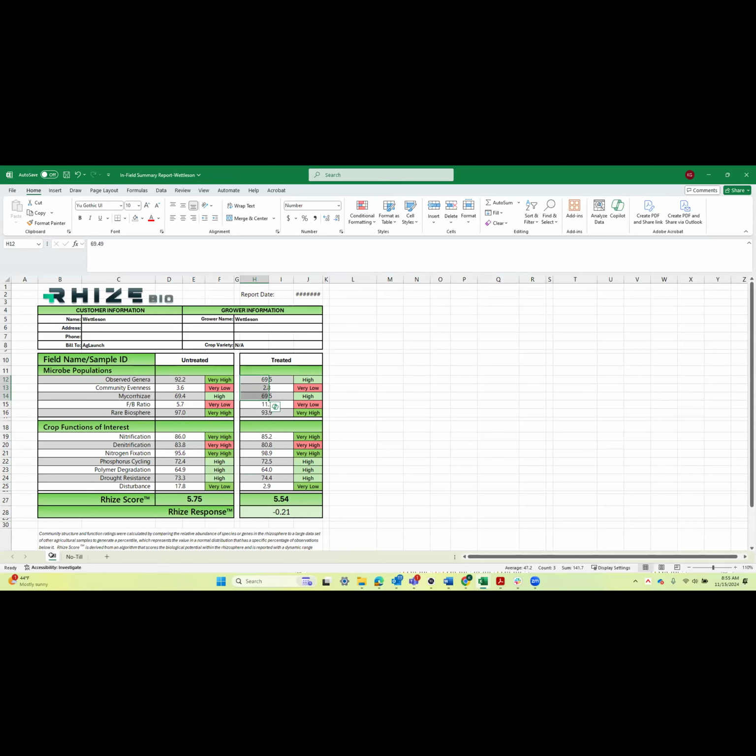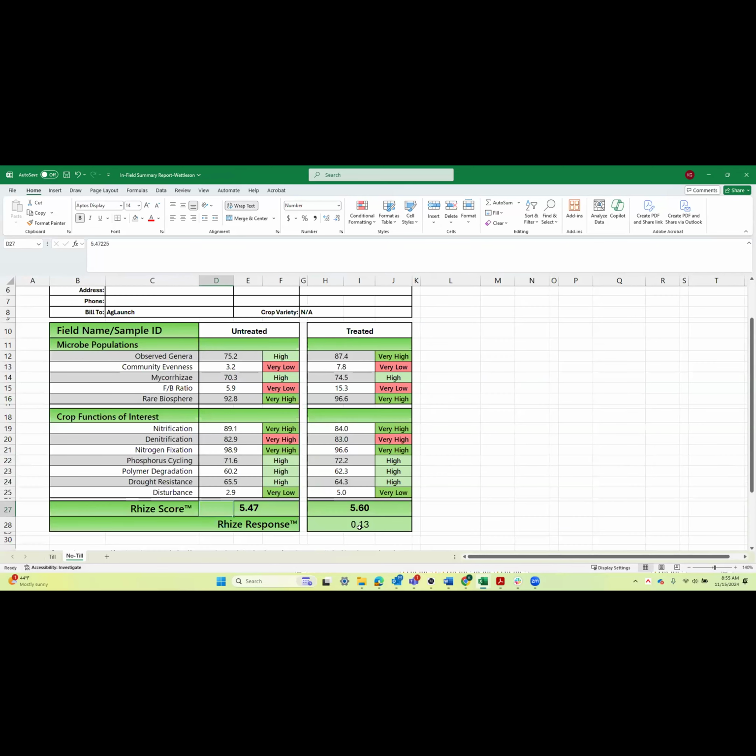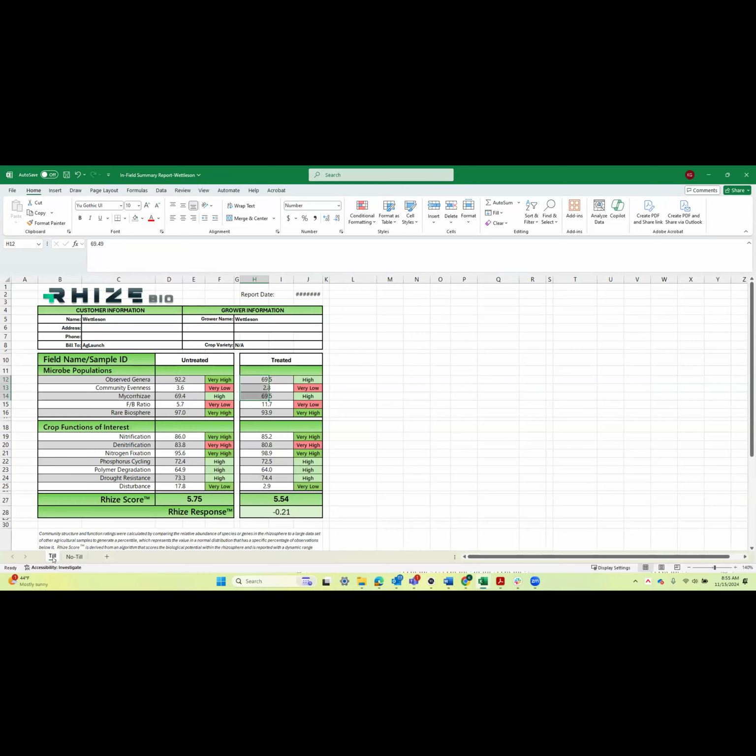And this was a cool response, that the no-till had a slightly positive response versus the till. So this was an interesting one that, even though we had some good biology, it still had a little bit of room for improvement, or maybe the microbes in that no-till system were a little bit more adaptable for whatever reason. They were able to integrate the introduced biology a little bit more effectively than the microbes in the till system, which might be a little bit more stressed.